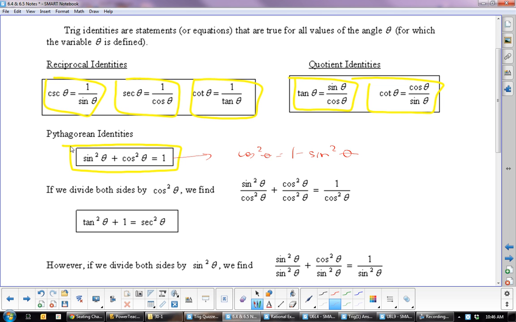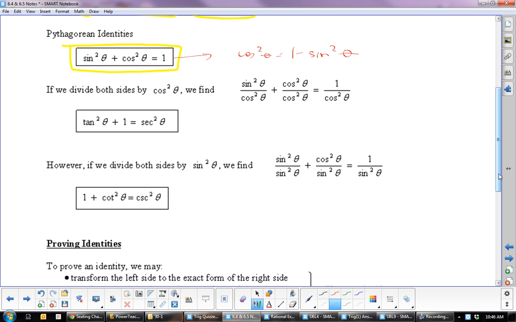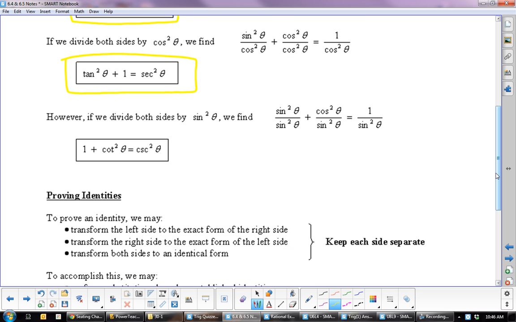And these all come with practice. The more you practice these and you see 1 minus sine squared theta, you just know that's cos squared theta. And the closer you can get to getting rid of terms, in that case 2 terms down to 1, makes your life easier. Now, if you divide everything by cos squared, you're going to get this formula here, which is tan squared theta plus 1 equals secant squared theta. And if you take the Pythagorean identity and divide it by sine squared, you get this one.